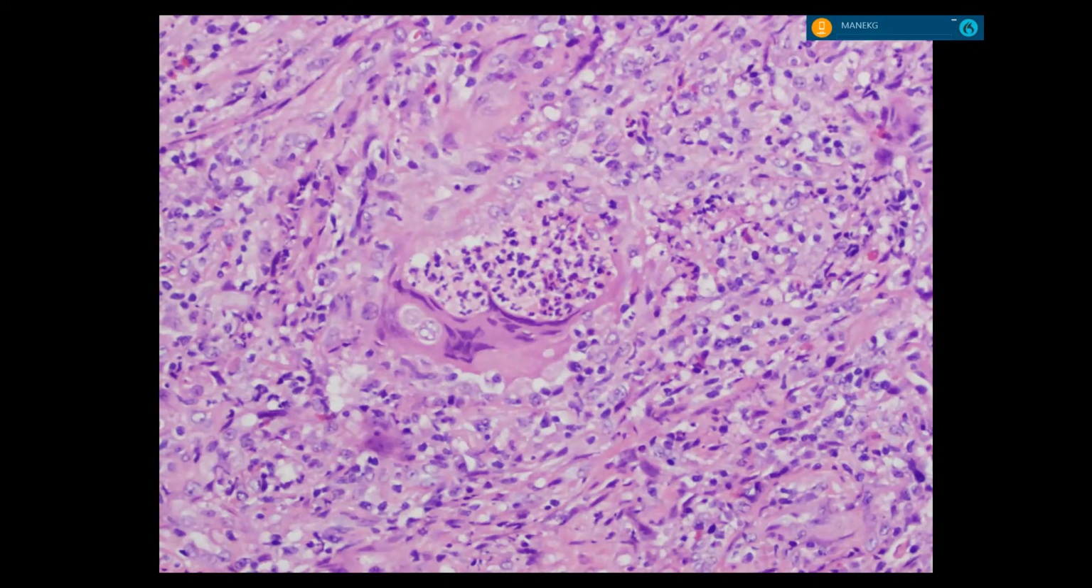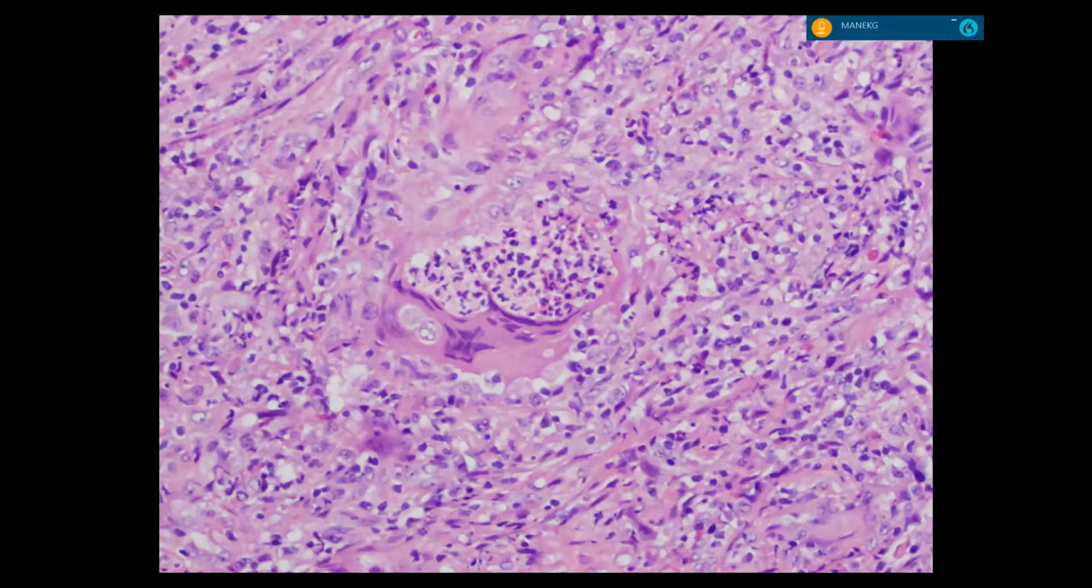So that is the differential, versus what's the other crypto? Crypto is too small. It wouldn't be in this list. If you're thinking cocci, then crypto shouldn't be in your differential. Like blasto, that is also a broad-based bud. And remember, neutrophils in association with granuloma is a pyogranuloma. So this is blasto. Again, it should have a stem.